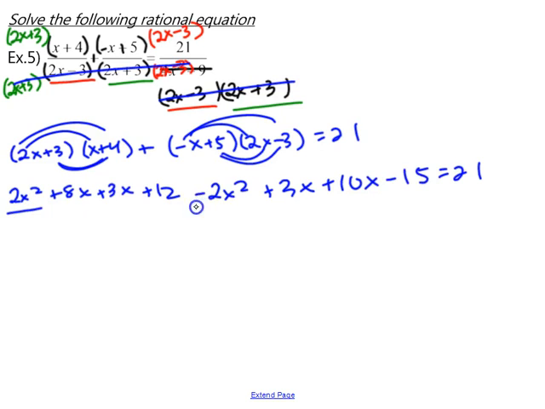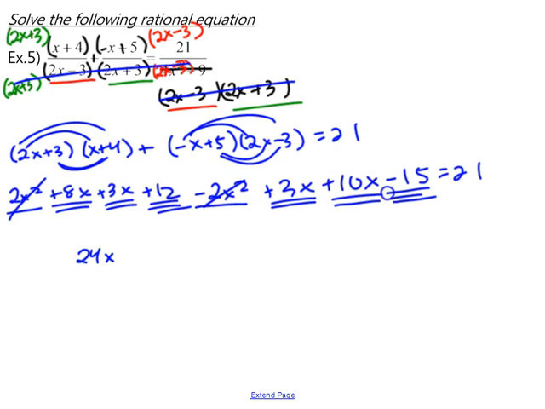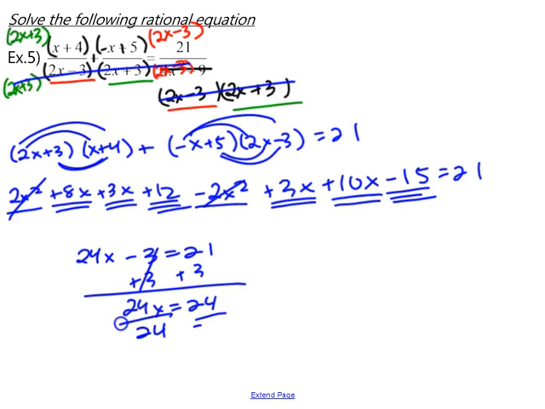And then when we combine like terms, 2x squared minus 2x squared cancels out to make 0. So we have 8x plus 3x, which is 11x, plus 3x, which is 14x, plus 10x, which gives us 24x. Then positive 12 minus 15 gives us negative 3, and that's equal to 21. So then to finish solving, we add 3 to both sides, and we have 24x is equal to 24. Divide both sides by 24, and we get x is equal to 1.